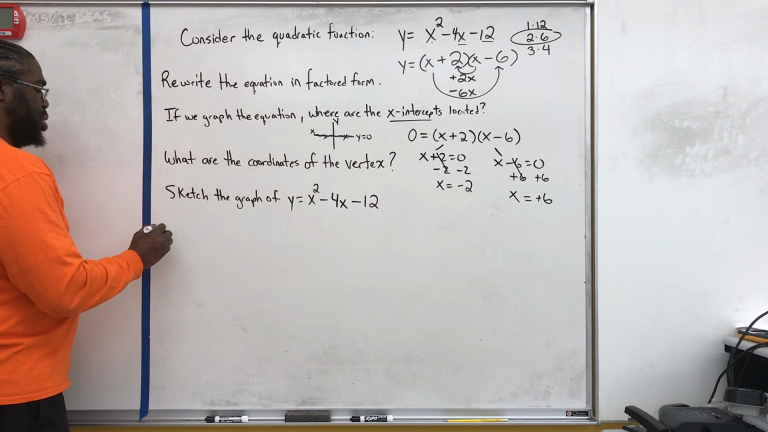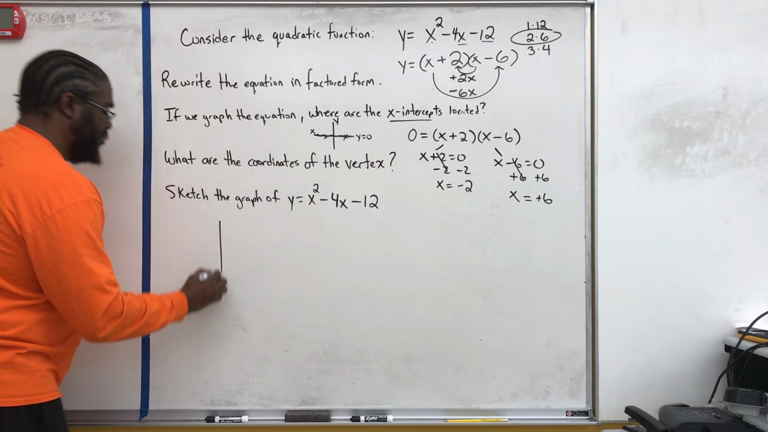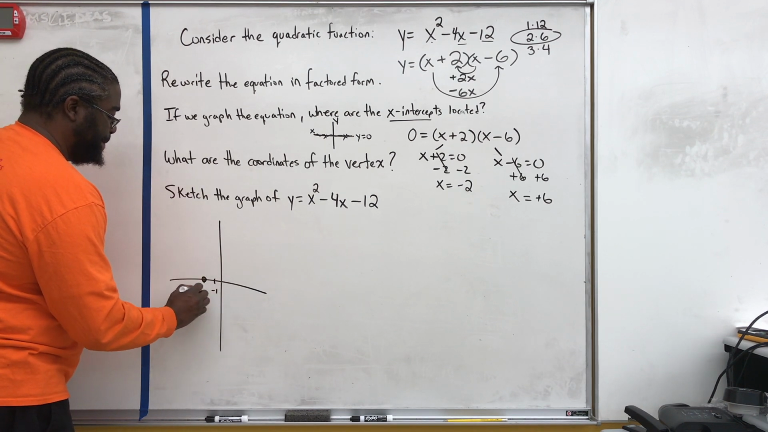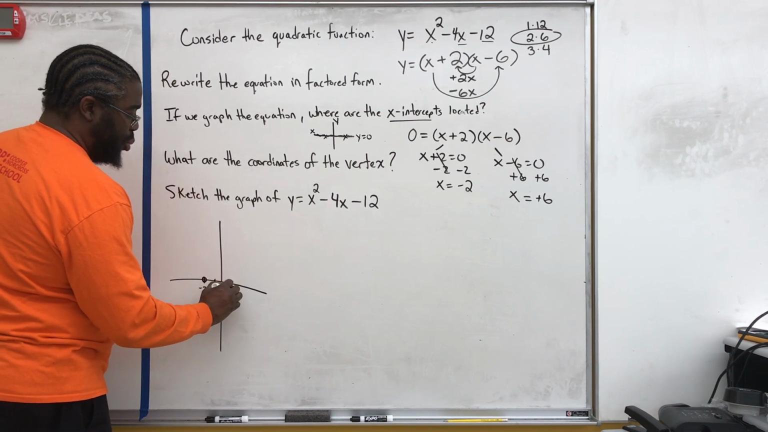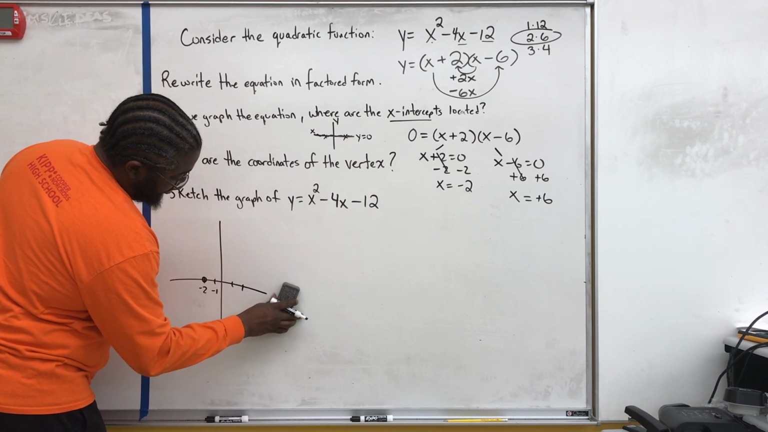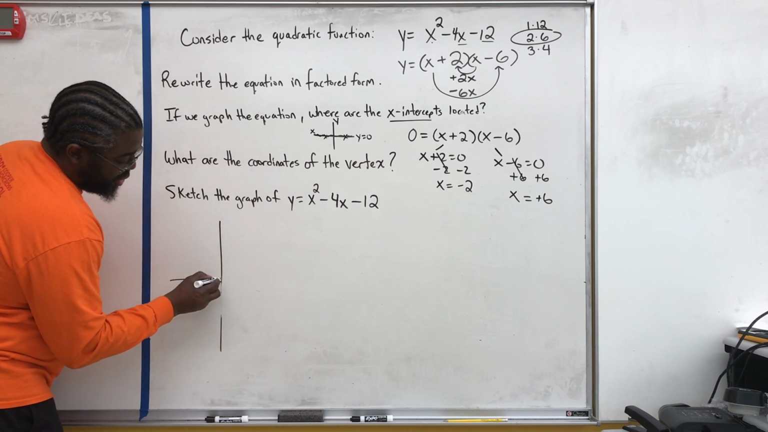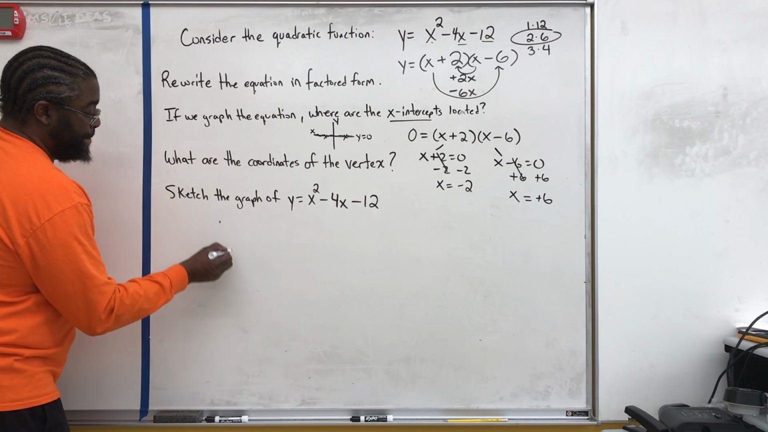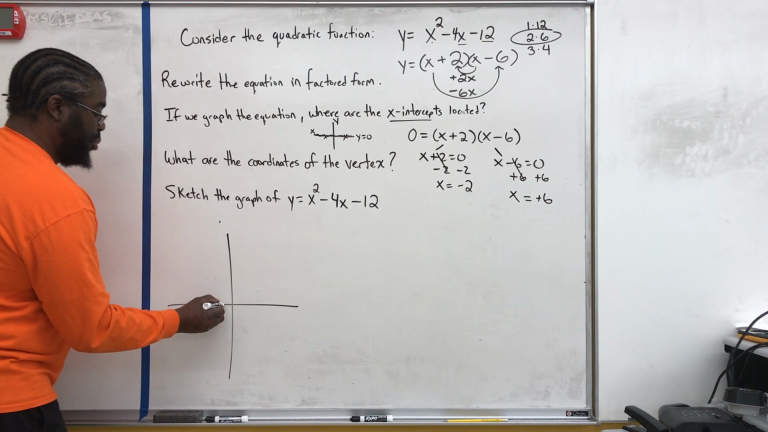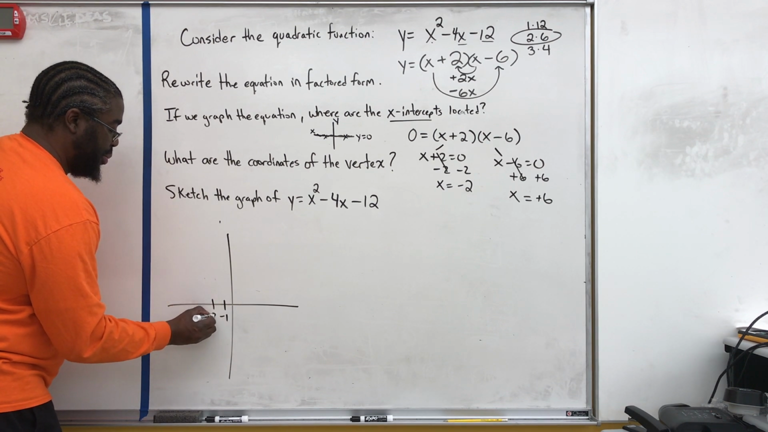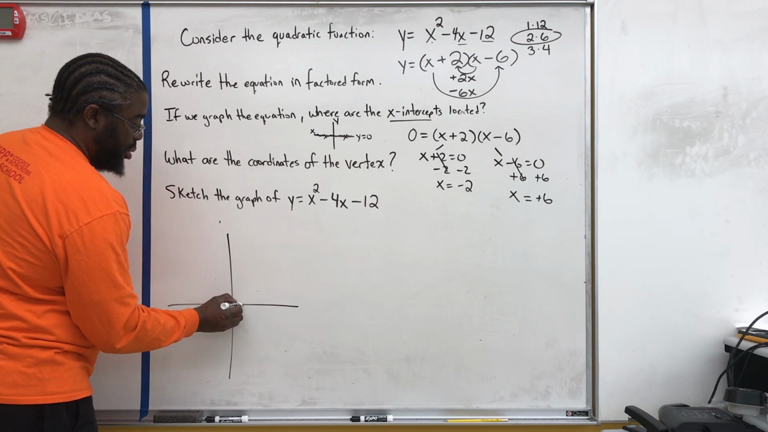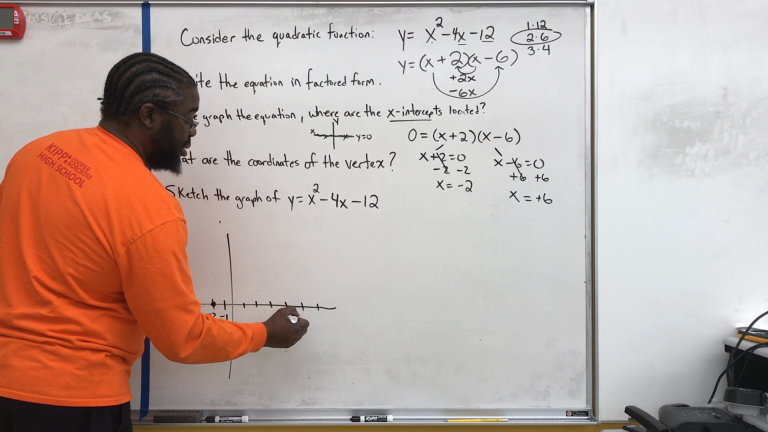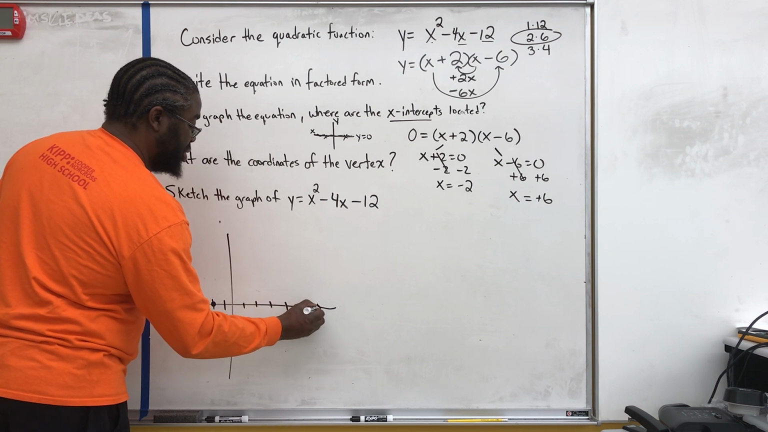Okay, well, let's talk about what we have so far. We have a graph that has negative 2 as an x-intercept, 1, 2, 3, 4, 5, 6, and 6 as an x-intercept.